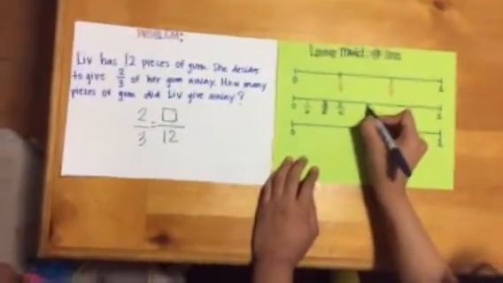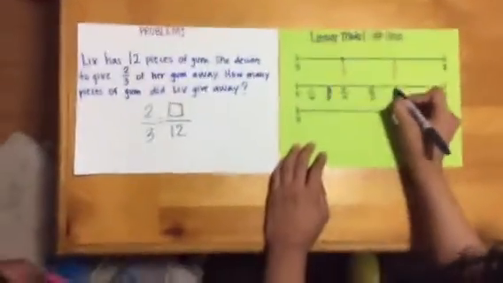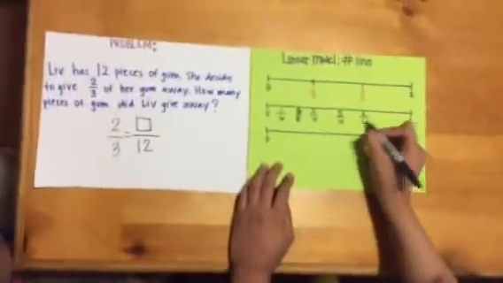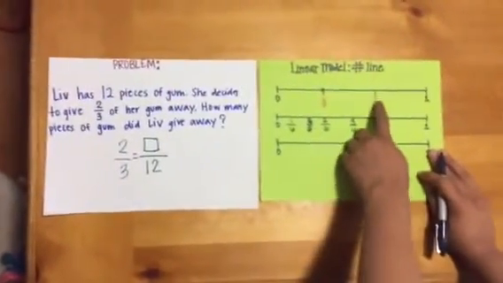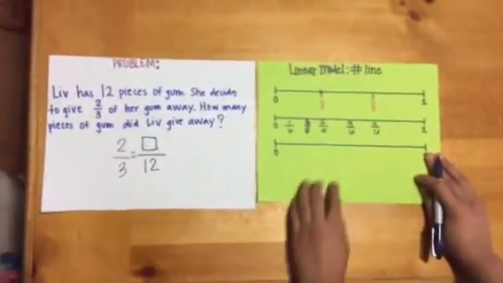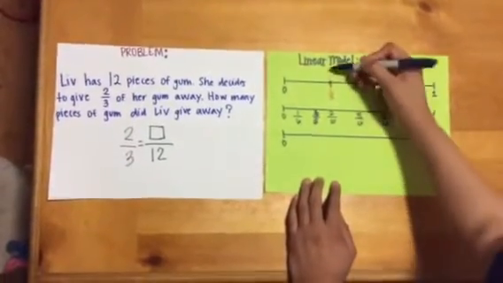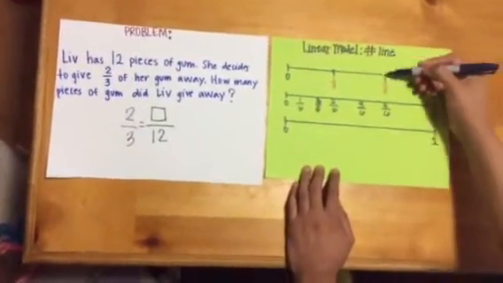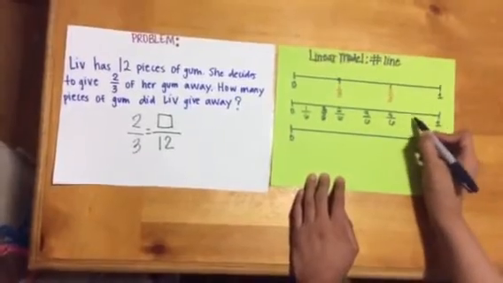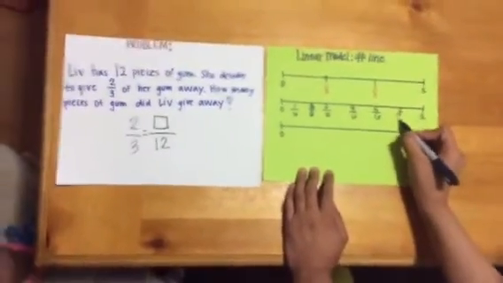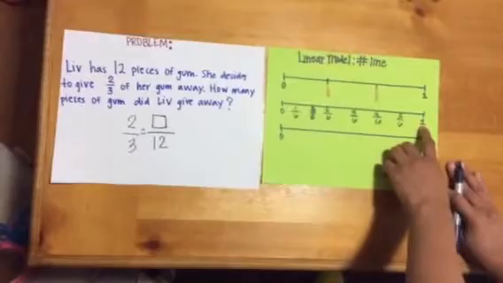3, 6. 4, 6. Because if you see, we're multiplying 3 times 2. 2 times 2 is 4. So essentially, these are going to be equal. 4/6, 5/6, and 6/6 is one whole.